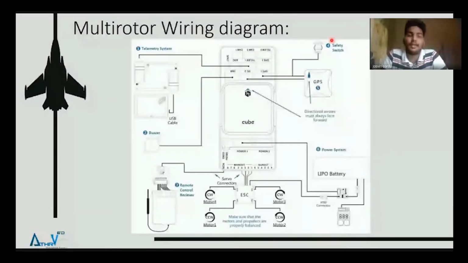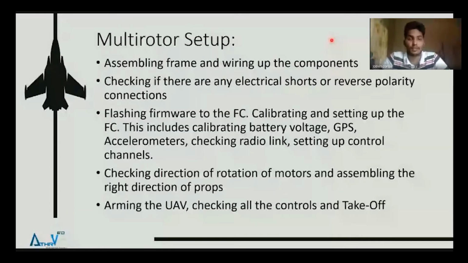We'll be getting a brief idea as to how we set up the multirotor. Usually I'll explain in terms of a multi-rotor. So first we assemble a frame and we wire up the components. And usually wiring varies from flight controller to flight controller. Each flight controller will have a wiring diagram, so you need to follow that.